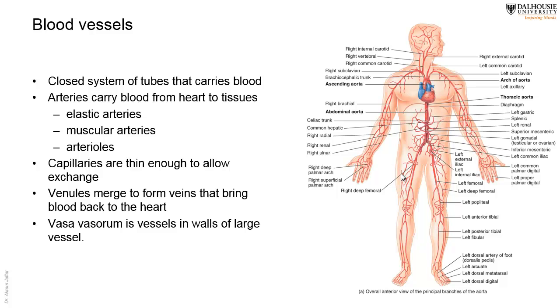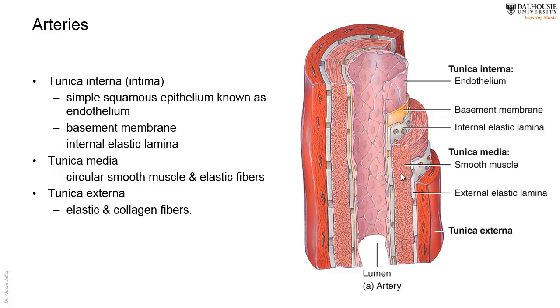There are the large blood vessels, like the aorta and the large branches of the aorta. They have small, tiny vessels that supply them. And these are called the Vasa Vasorum. These cannot be seen by the naked eye. They have to be seen under the microscope.